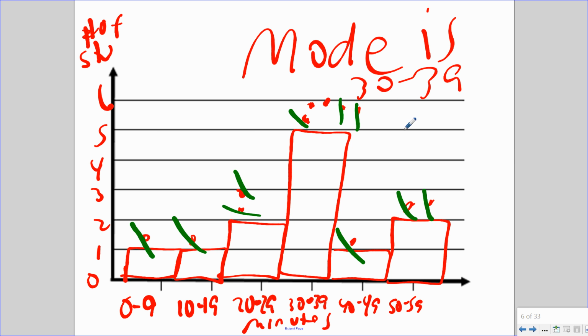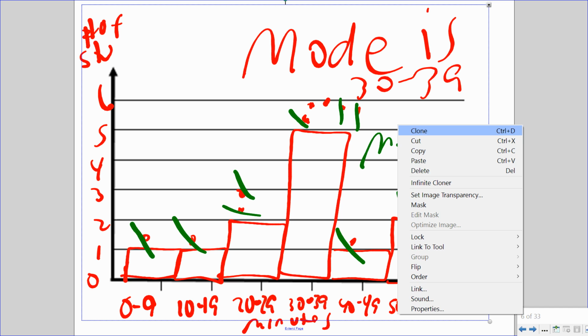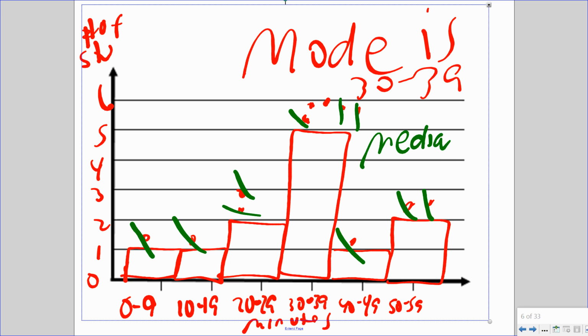The median will be between 30 to 39. Do not ever do, oh, the median is like that, it's somewhere right here. No. We have one student who voted for 0 to 9, one student who voted for 10 to 19. That's why I drew dots representing the number of students in each interval. So the median would be between 30 to 39.